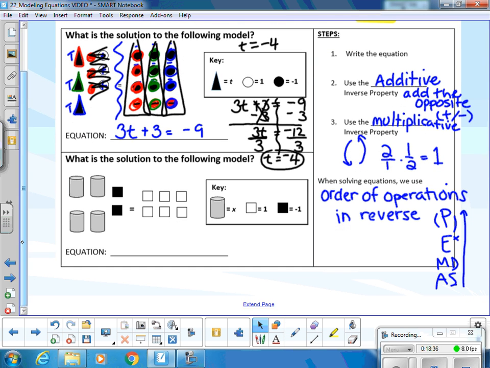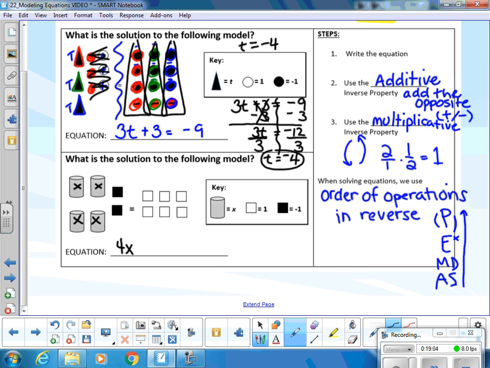Let's look at our next one. Again, this is a two-step equation, so we're going to have multiple variables, and then we're going to have addition that we have to get rid of as well. If we look at our example, each of these canisters is an X. Our first step is to write our equation. How many X's do we have? We have 4 X's.